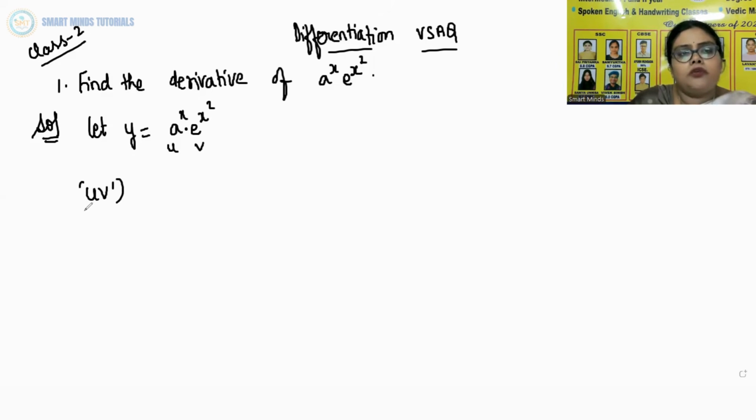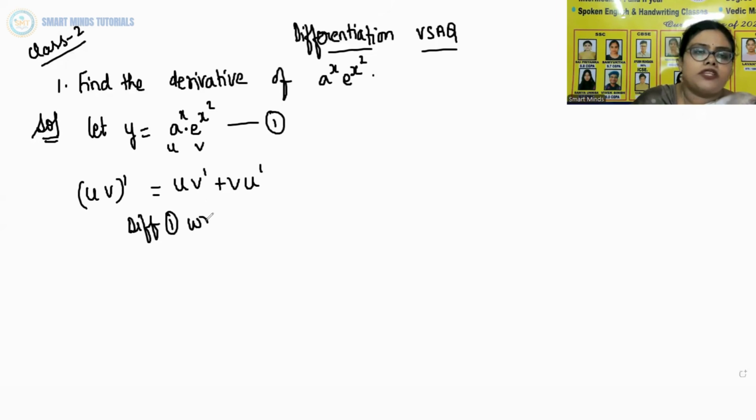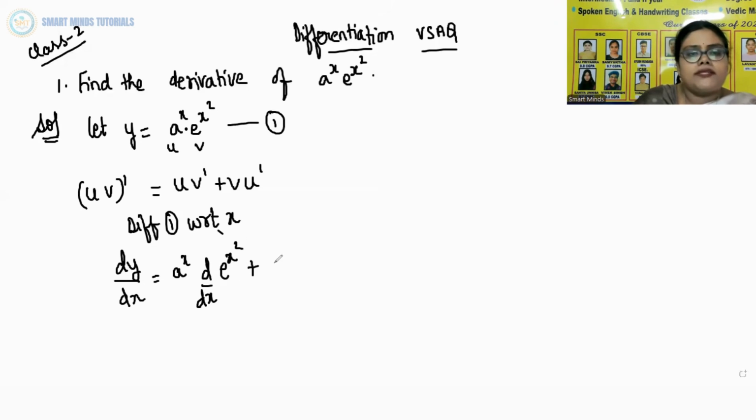We know the product rule, right? What is the derivative of uv? It is u times the derivative of v plus v times the derivative of u. Let us take this as equation number 1. We differentiate equation 1 with respect to x. So the derivative of y is dy/dx. We write the first function as it is and differentiate the second function, plus write the second function as it is and differentiate the first function.